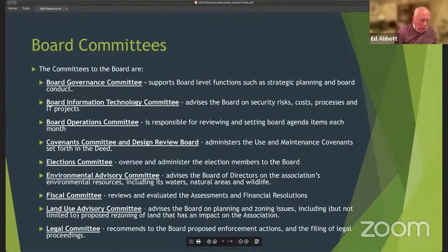This is a little overwhelming in a sense, but this is all the committees that the board is responsible for. And so if you end up being a board member, one of those committees will be assigned to you. I won't read what's on the slide, but at the end of this presentation, there are links provided that will guide you to where you can find more information about these committees. Next slide.